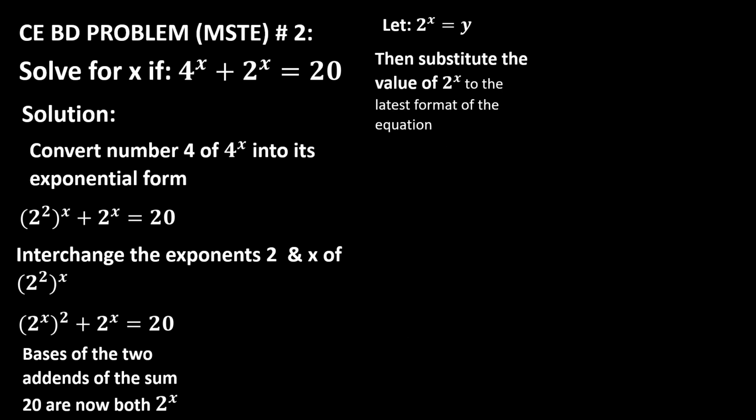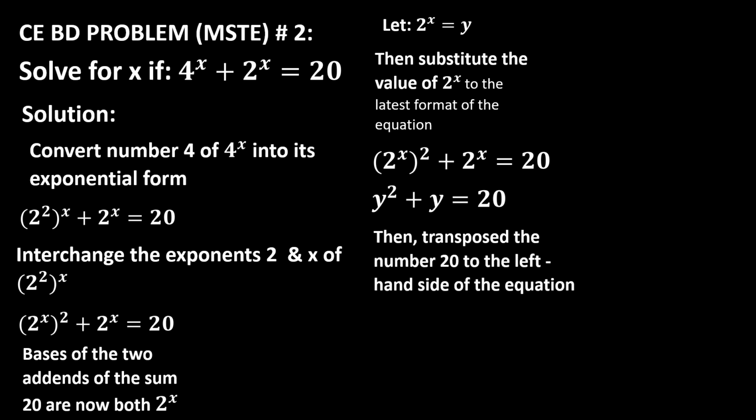Let us now substitute the value of 2 to the x in the latest format of our given equation. This is the latest equation: 2 to the x, in parentheses, raised to the second power plus 2 to the x equals 20. After replacing 2 to the x with y, this is the new format of our equation. y squared plus y equals 20. Then, let us transpose the number 20 to the left-hand side of the equation. After the transposition, we have y squared plus y minus 20 equals 0.